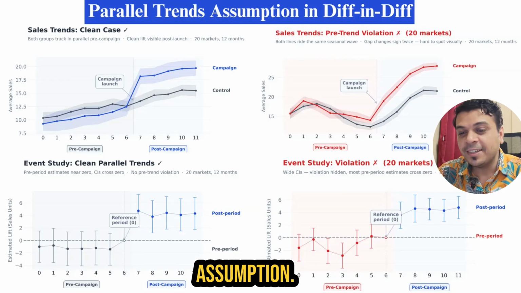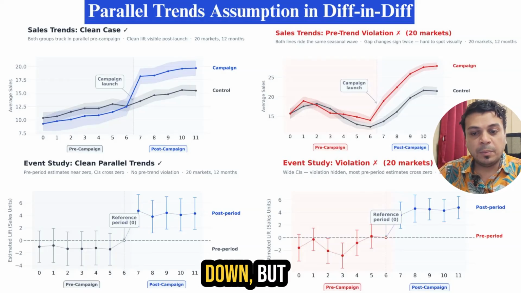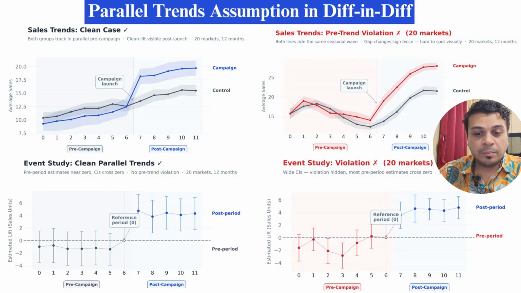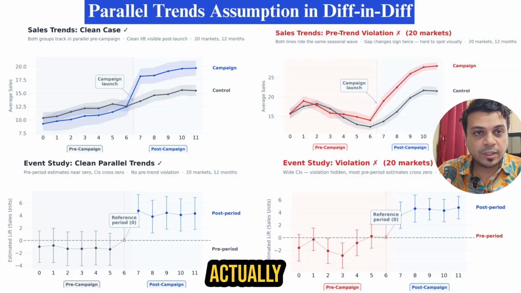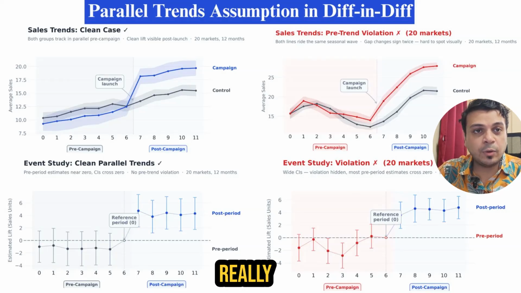Parallel trend assumption. But if you look at the right hand side chart and the left hand side of it, you will see it's not as easy because it's going up and down. But that's just the first point. If you look at months 2 and 3, the lift is actually significant. There is a negative lift in this case, but the point is that it's significant. It's not really going through 0.